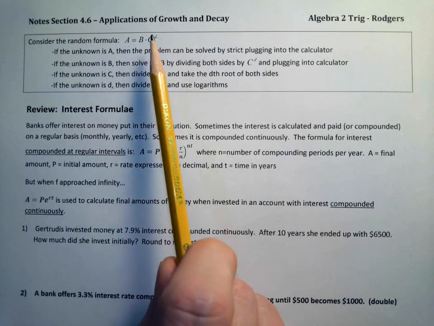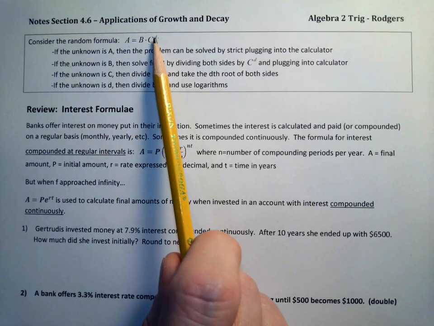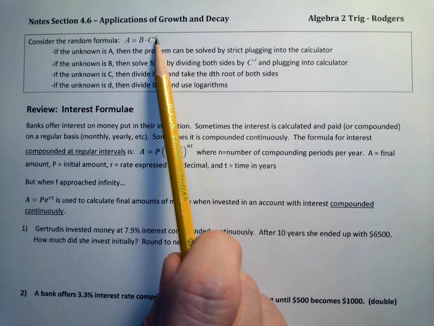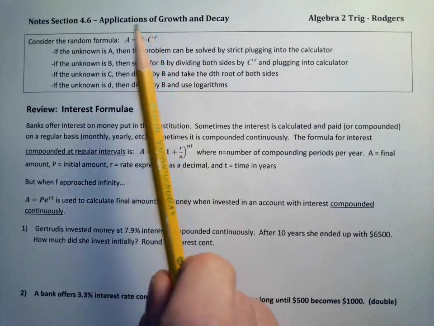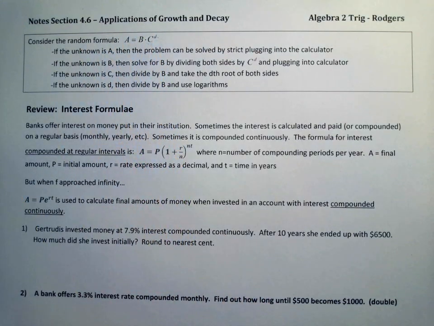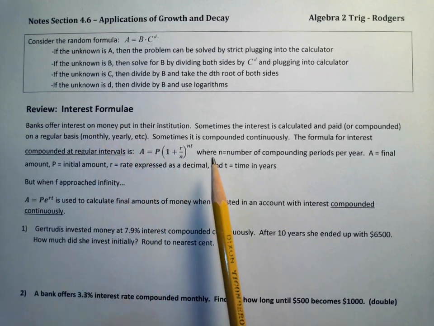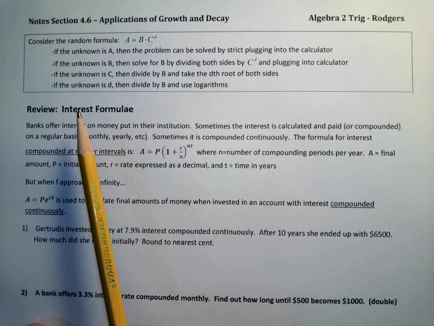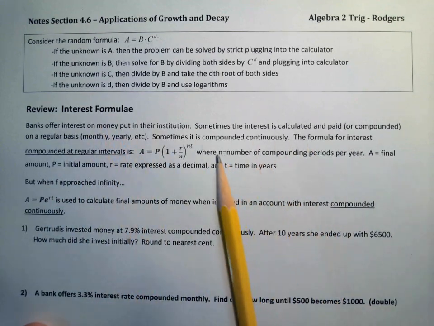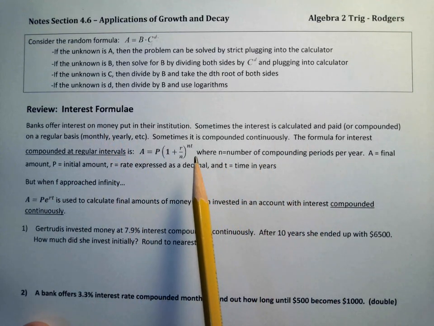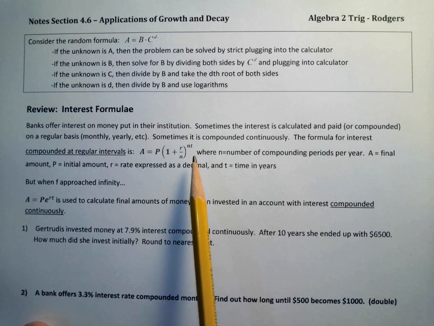But if the unknown is the D, the variable unknown is in the exponent, this is why we use logarithms. We take the logarithm of both sides, and we'll see that when we get to an example. Okay, so the first page of these notes is dealing with interest formulas. Now, we've dealt with these interest formulas before, so they should look familiar.